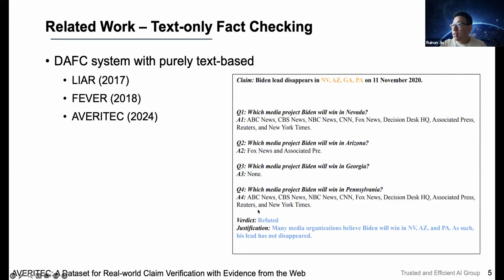And they find that in some of the news, especially question one and question four, I guess, many media platforms predict Biden will win, which conflicts with the claim. So the verdict is going to be refuted. And the justification is that many media organizations believe Biden will win in those states.